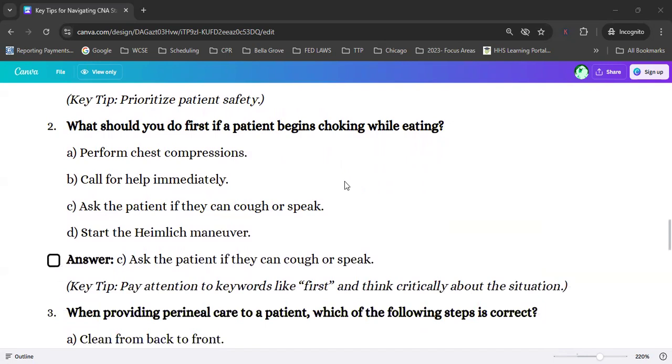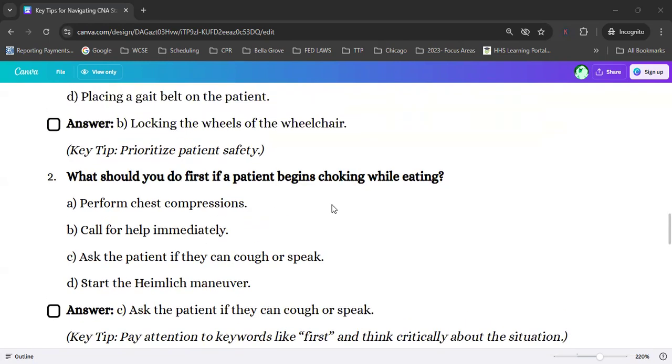What should you do first if a patient begins choking? So I really like this question. Let's go through some answer options. A, perform chest compressions. B, call for help immediately. C, ask the patient if they can cough or speak. Or D, start the Heimlich maneuver, right?